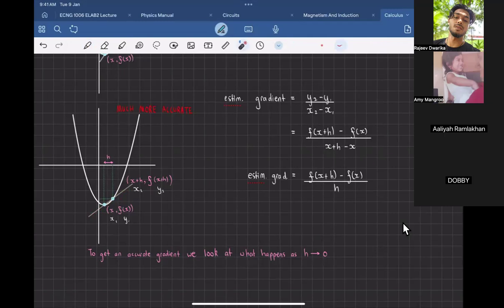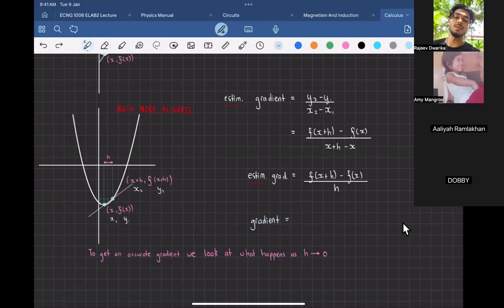But now, to get the actual gradient, the proper gradient, what are we gonna do? Aliyah, we have a function here, and we get the actual gradient when h is equal to 0. No, don't say equals to. Say h approaches 0. Right. Yeah, because I'll tell you why.